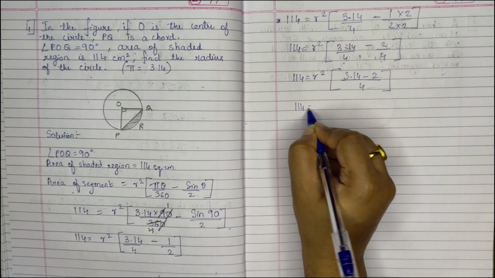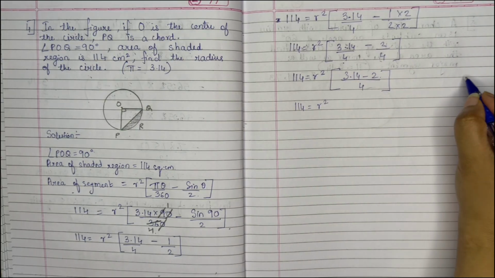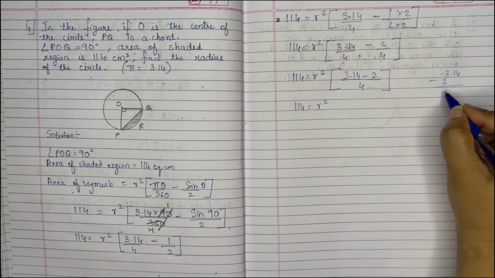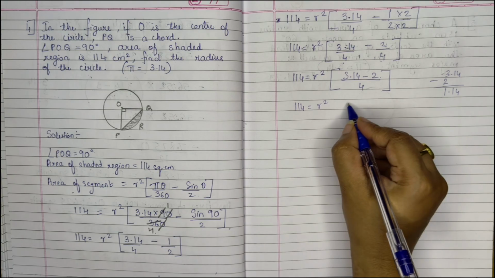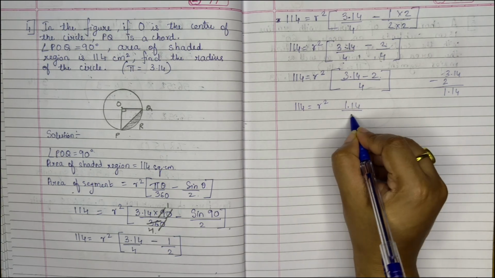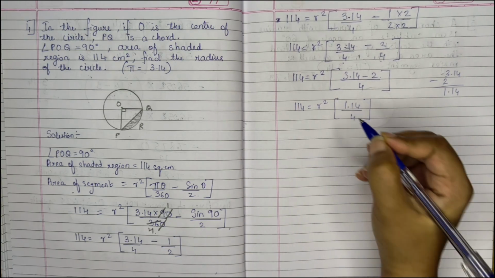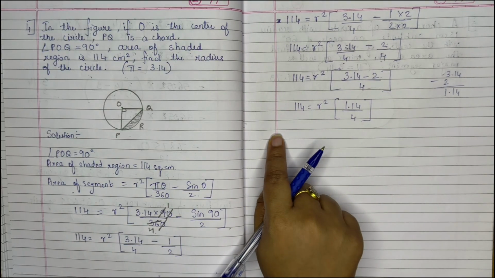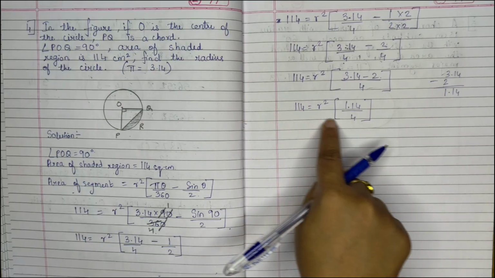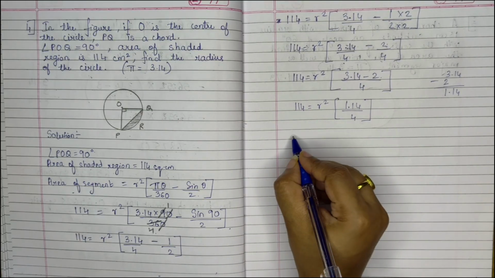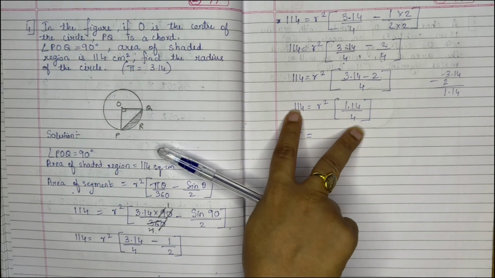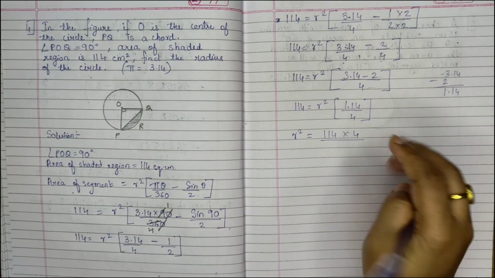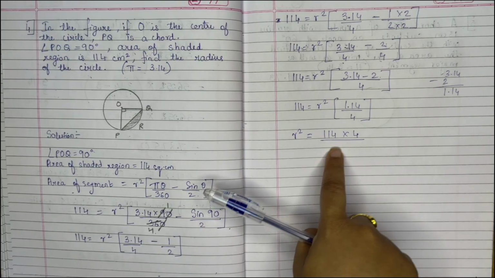So 114 is equal to r square. See here, 3.14 minus 2, you get 1.14. So what I got here is 1.14 upon 4. Understood? Now what we will do is, we will cross multiply. Next step. So keep r square as it is. R square is equal to cross multiplying this and this: 114 multiplied by 4, and this 1.14 will come down, in division.